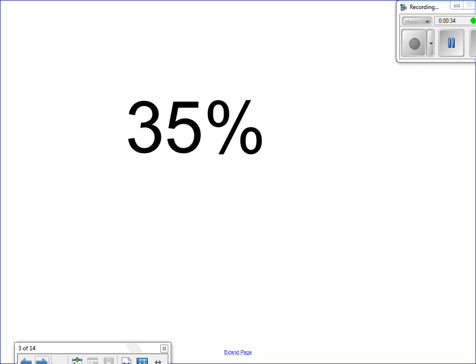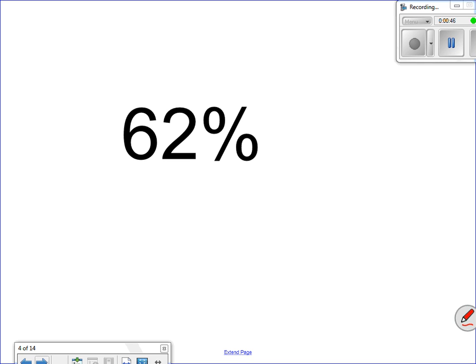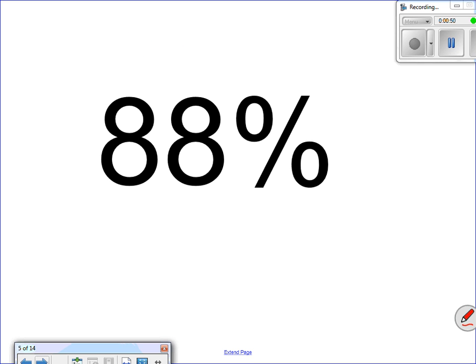Before we do this, 35%, what is that as a decimal? This is basic review. 35% is going to be written as 0.35. Here's another one. 62%, 0.62. 88%, 0.88.